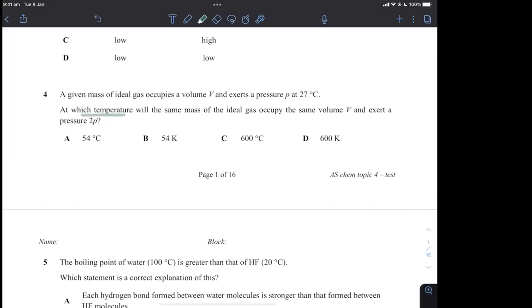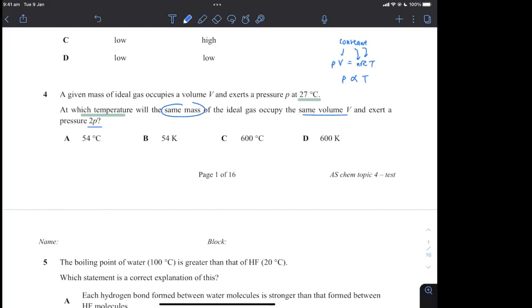The temperature changes, but it's the same volume. So volume doesn't change, but the pressure changes. We know PV equals nRT. So what is not changing? The volume is constant, R is constant, the same mass, so the moles are constant. So P is directly proportional to T, because as T increases, P increases, since these three are constant.